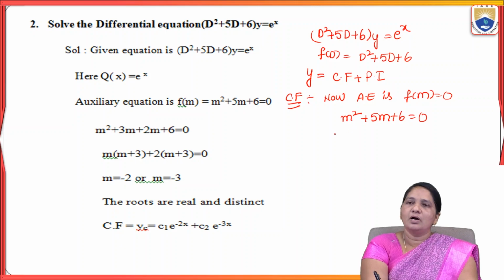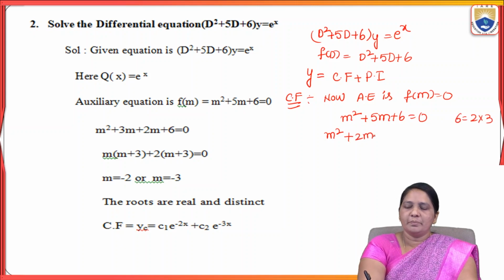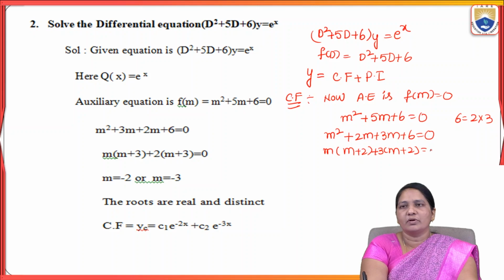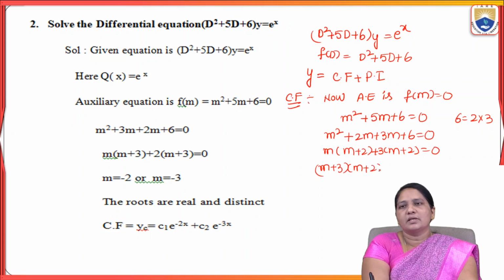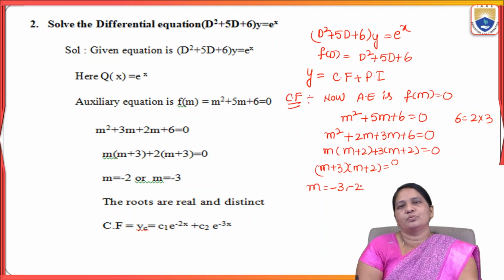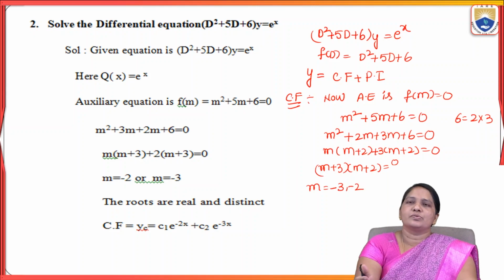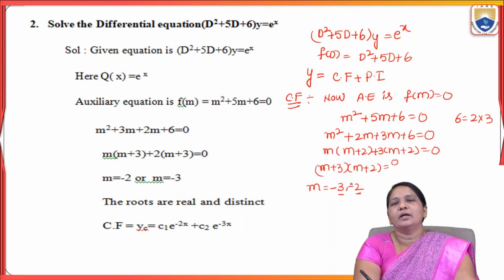So now I am writing the factors here. m square plus, here 6, so 2 threes are 6. So I can write m square plus 2m plus 3m plus 6 equal to 0. Now take m common, so m plus 2, and take 3 common here, again m plus 2 equal to 0. So (m plus 3) into (m plus 2) is equal to 0. So finally the m values are minus 3, minus 2. Now I got the root values, minus 3 and minus 2. That means these are real and distinct values.